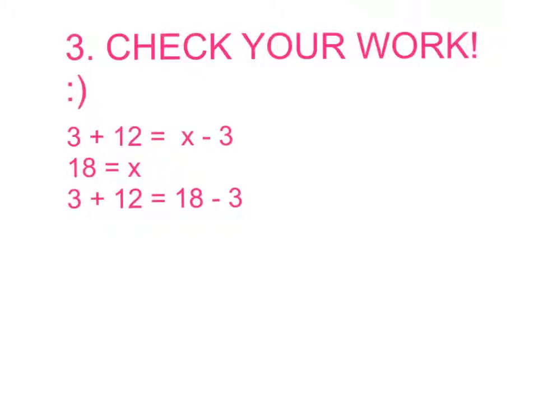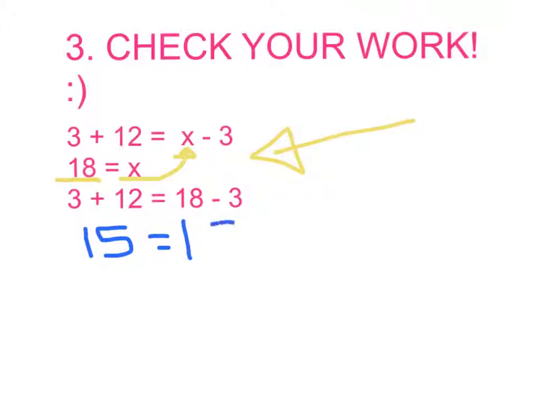So let's go ahead. Here's our original problem right here. We had 3 plus 12 equals x minus 3. We solved and said that x equals 18, all right? So what we're going to do is we're going to solve both sides. I've plugged the 18 back into that x right there, because we're saying that x equals 18. So here we go. 3 plus 12 is 15. 18 minus 3 is 15.